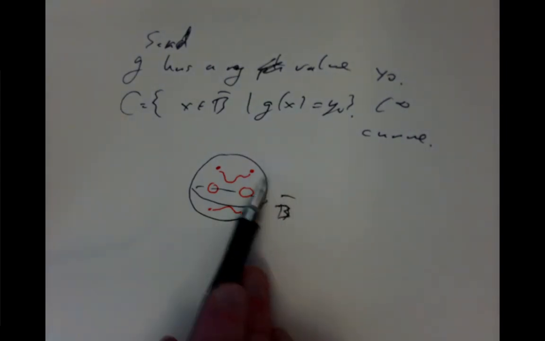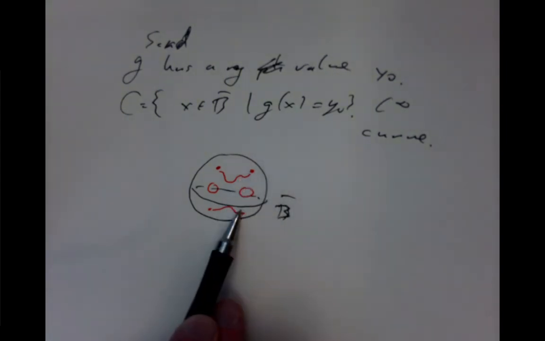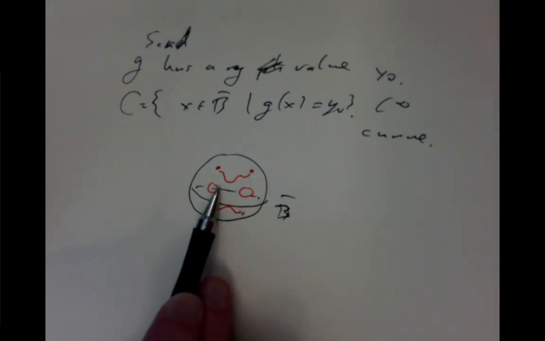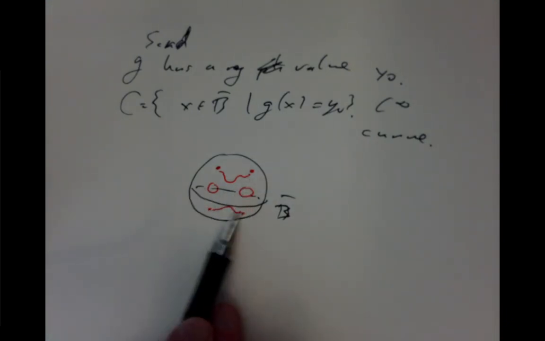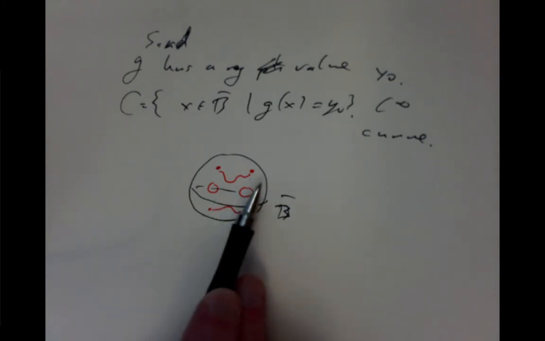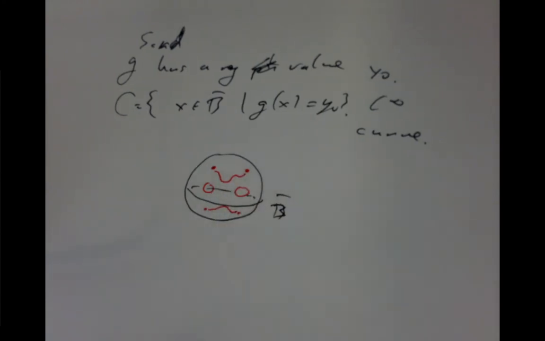So in particular, it's a smooth collection of copies of the closed interval, and a smooth collection of circles. It's got some of these and some of these. It's got some intervals and some circles.